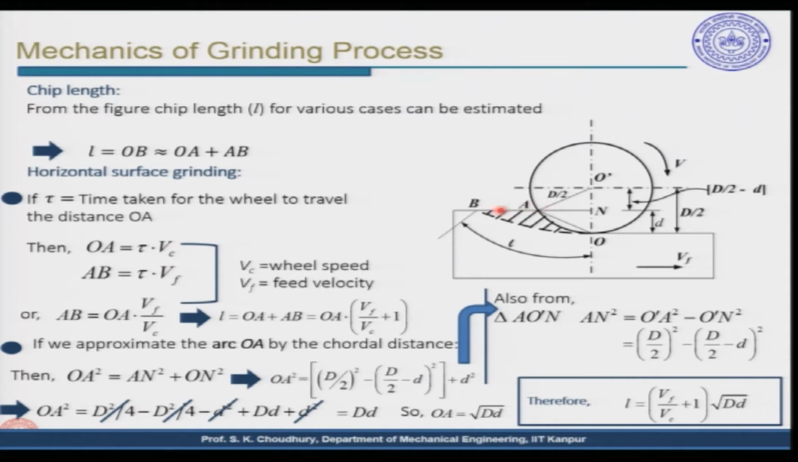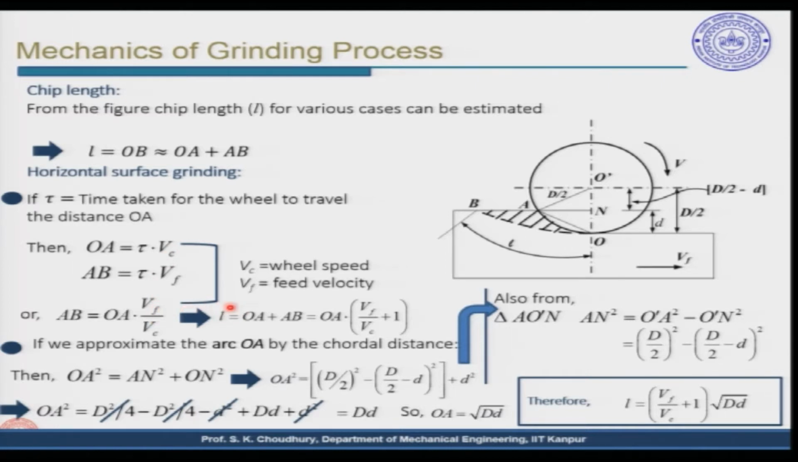Now, this distance AB is the distance on the workpiece, and this distance has been moved because of the feed velocity given to the workpiece. Therefore, the time taken for the wheel to go from O to A will be the same as when it is going from A to B, but the A to B distance is traveled because of the Vf. So, AB we will write as the same time tau into Vf. OA once again is tau into Vc. Now, this tau can be replaced; from here we can find that it is OA divided by Vc, that is what we have done here.